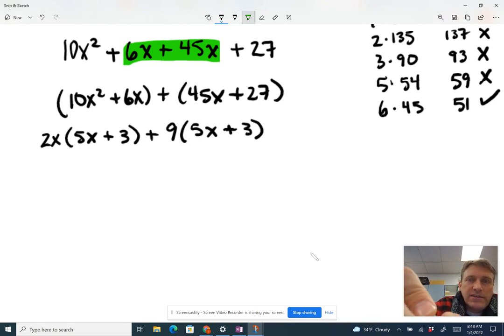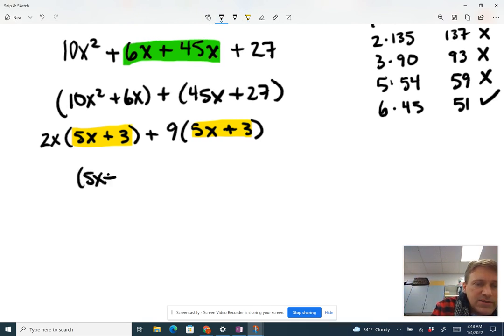And once again, I see they have this common factor, 5x plus 3 and 5x plus 3. So I'm going to factor that out, 5x plus 3. And I'm going to be left with 2x plus 9. And that would be the final factored form.